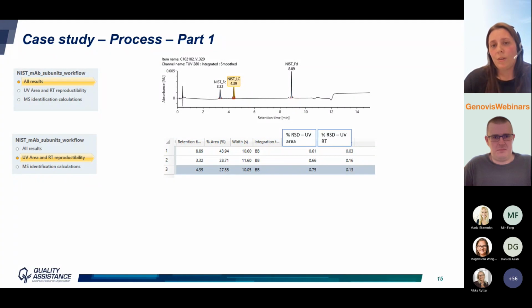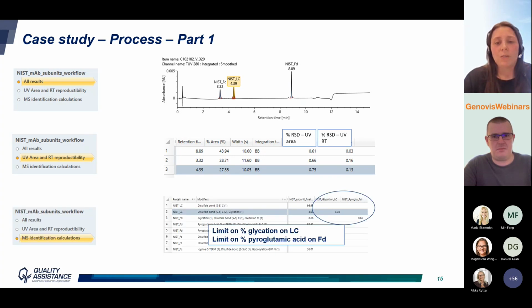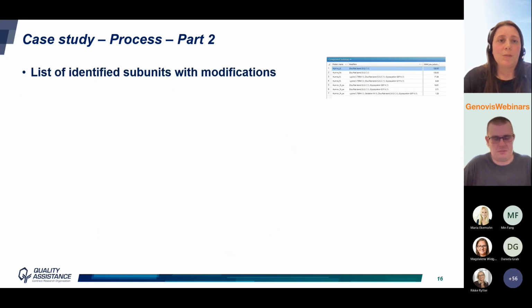And we have calculated error on the UV area and on the UV retention time. These values were good. We have set threshold for this based on the performance of the method. So this was acceptable. We checked the percentage glycation on the light chain and the percentage pyroglutamic acid on the Fd. And here as well, we can set limits and thresholds because these values are reported, so we know what to expect. And this is a good way to check that the MS data makes sense. So as this is satisfactory, we can move on to the process of the sample.